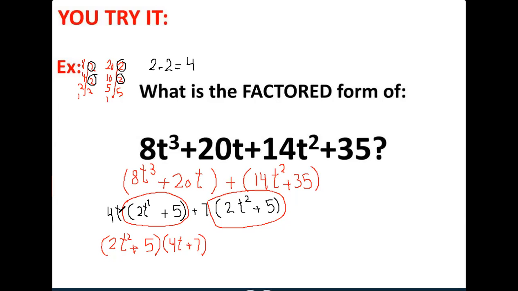8t to the power of 3 divided by 4t will be 2t squared. 20t divided by 4t will be equal to 5. And then we are going to do the same with the second parentheses, and we will choose between 14 and 35. The GCF was 7, and then we will divide. 14t squared divided by 7 will be 2t squared. 35 divided by 7 will be equal to 5. Then by the end, we have the answer: 2t squared plus 5 times 4t plus 7.